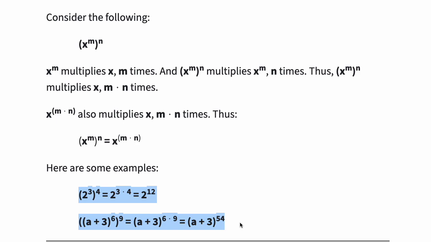Here are some examples. 2 to the third to the fourth is equal to 2 to the 3 times 4, which is 2 to the 12th. a plus 3 to the 6 to the 9th is equal to a plus 3 to the 6 times 9, which is equal to a plus 3 to the 54th power.